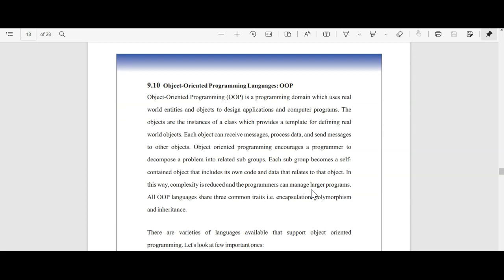Now the second part is the object oriented programming languages, just like we said procedural programming languages. The second part of the high level languages are those languages which follow this orientation. This is a way of doing programming. This kind of programming language works on the object principle.